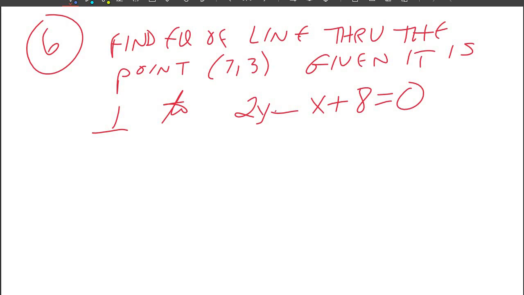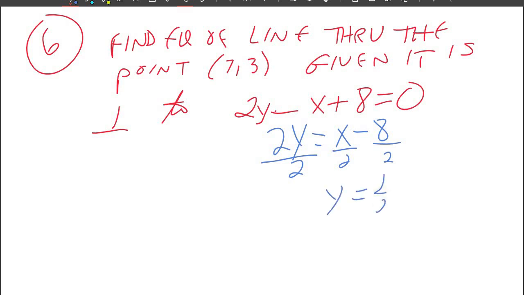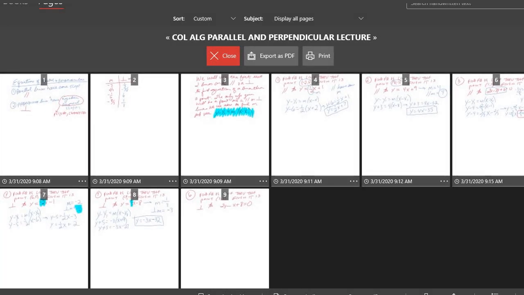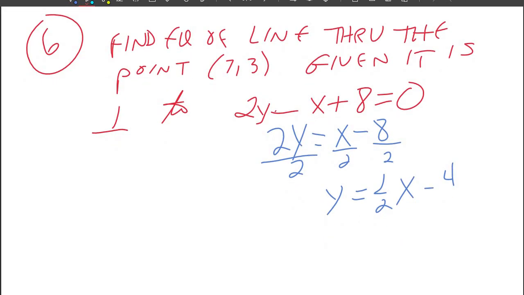First, let's rewrite this solving for y. So we move the x over, becomes positive. Move the 8 over, becomes negative. Divide everything by 2. So we'll get y equals 1/2 x minus 4. Now the only thing I'm interested in is this is the slope of the given formula.